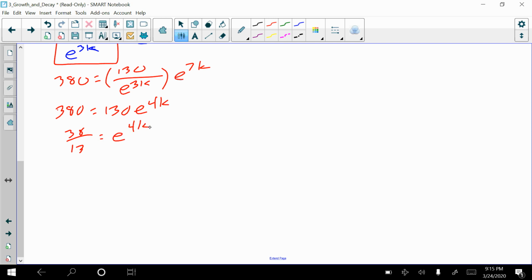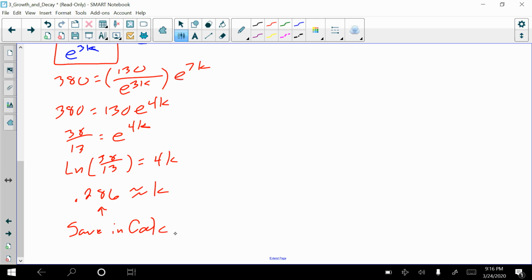And again, we've seen this a few times already. To get the k out of the exponent spot, we have to convert the exponent to a logarithm. So I will get the natural log of 38 over 13 equal to 4k. Now you divide both sides by 4, and this one will be approximately 0.286, approximately equal to k. And again, we want to take that number, save that number in your calculator. Okay.